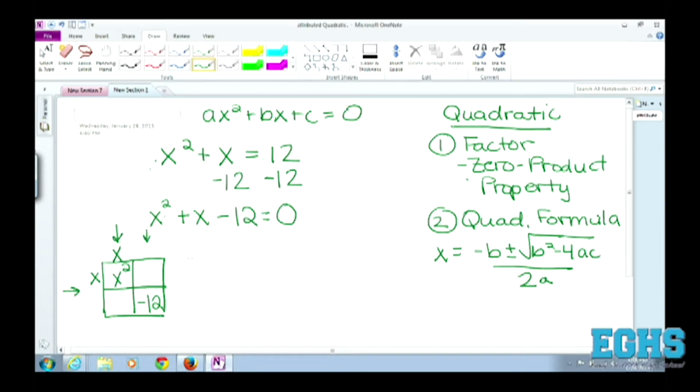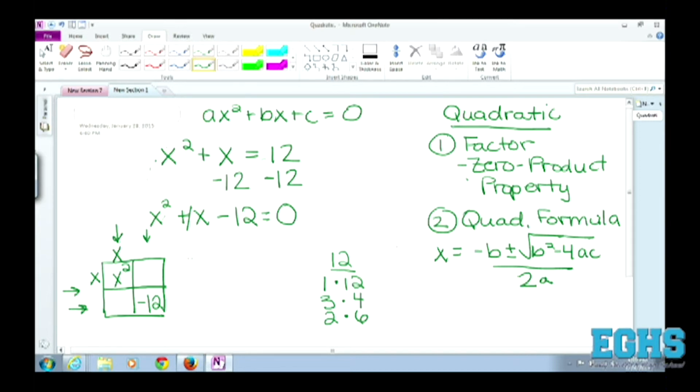Then the part I'm drawing arrows to right now is a little bit trickier. We need to find something that multiplies together to give us this negative 12, but adds together to give us this middle term, this positive 1x. One way I organize that is I go off to the side and write down all of the things that multiply together to give me 12. I skipped 1, 2, and 6. Then I look at these number combinations and decide, okay, if I were to add or subtract these two, what could give me that middle term of 1?